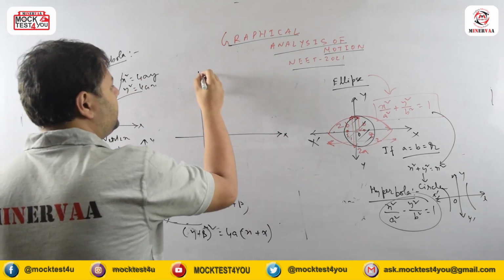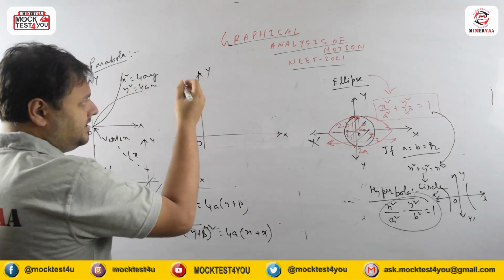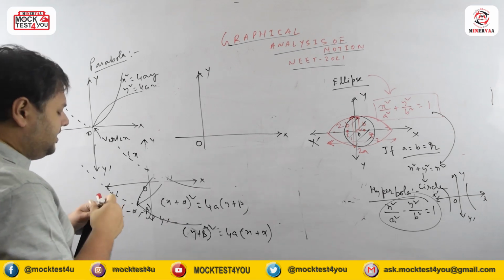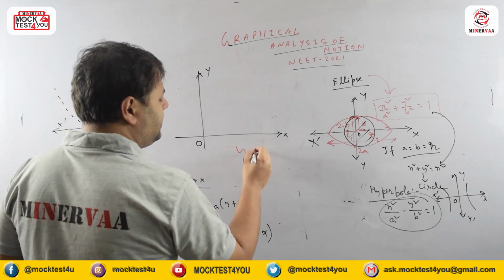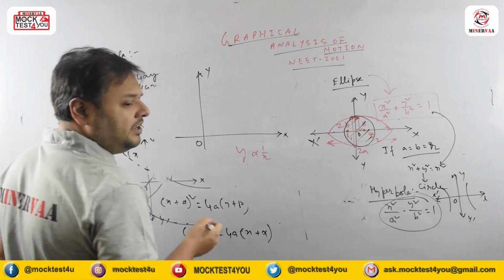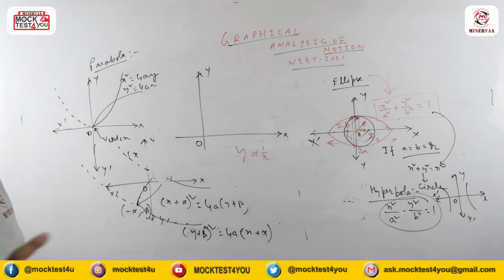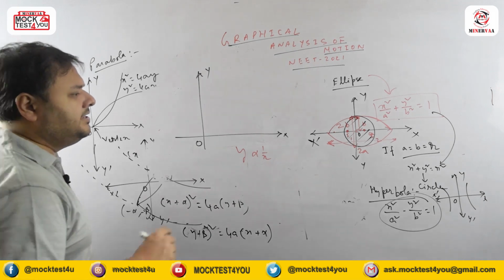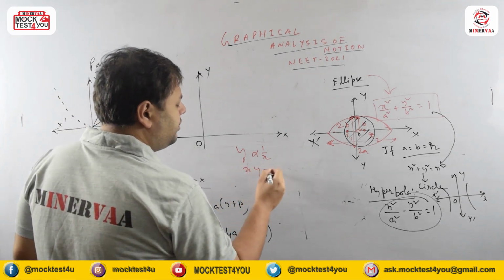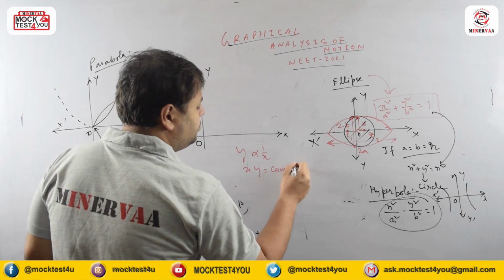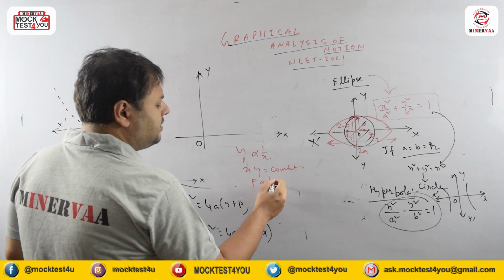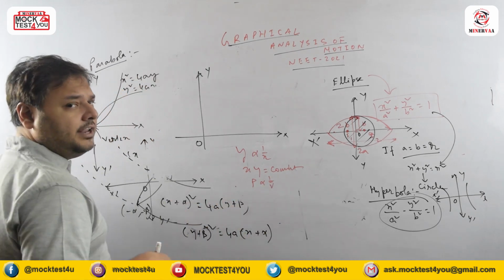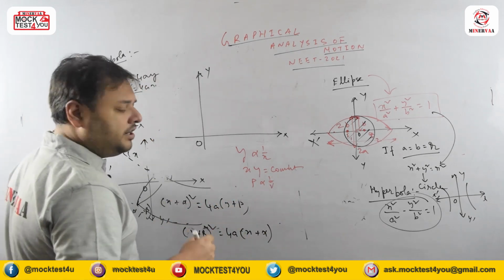Suppose this is the x-axis and y-axis with respect to the origin, and if there is a relation between y and x, that y is inversely proportional to x. That means if x is increasing, y is decreasing. So that surely means xy equals constant. Just for an example, Boyle's law, where at constant temperature the pressure of an ideal gas is inversely proportional to volume.